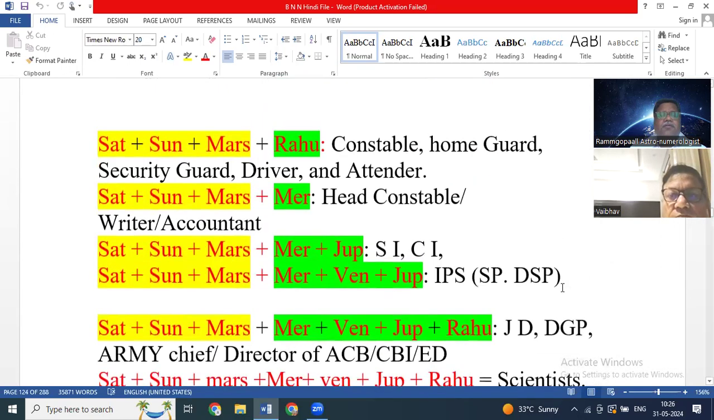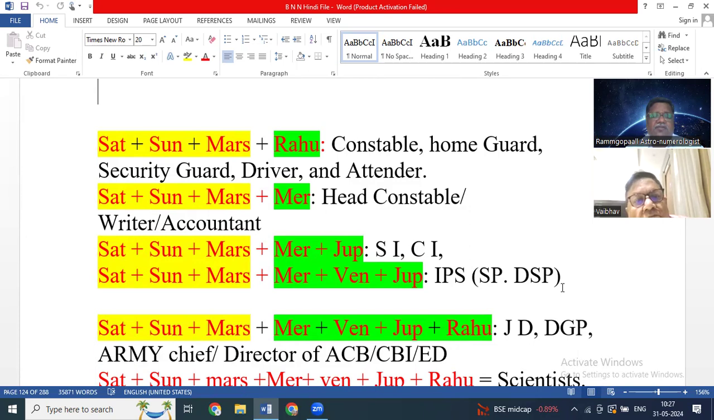So what I told you, if Saturn, Sun and Mars are together, the native will become police. Now there are a number of divisions in the police department; not only in the police department, in every field there will be some divisions. So from 4th class employee to 1st class employee, from downtrodden to higher at the helm of affairs. For example, somebody is a driver or attendant. What might be the combination?